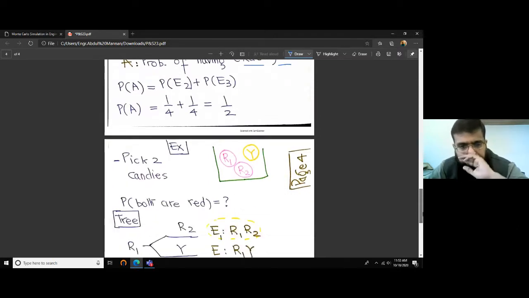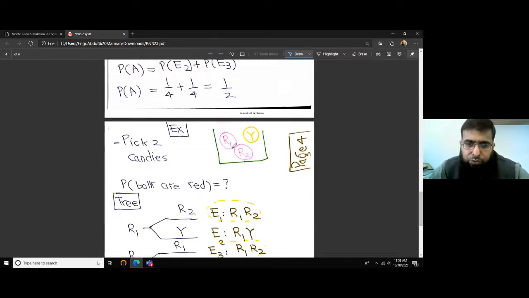Example number 2: suppose we have a bin with two red balls and one yellow ball, and we draw two balls serially. Serially means that if we draw the first ball and it comes out to be R1, then the second ball could be R2 or yellow. It cannot be R1 again because we have already drawn R1. So this means serially without replacement. We don't replace the ball. We first draw it, then we don't replace, and then we draw the second ball. So we pick two candies. Oh, they're not balls, they're candies. Whatever, it doesn't matter.